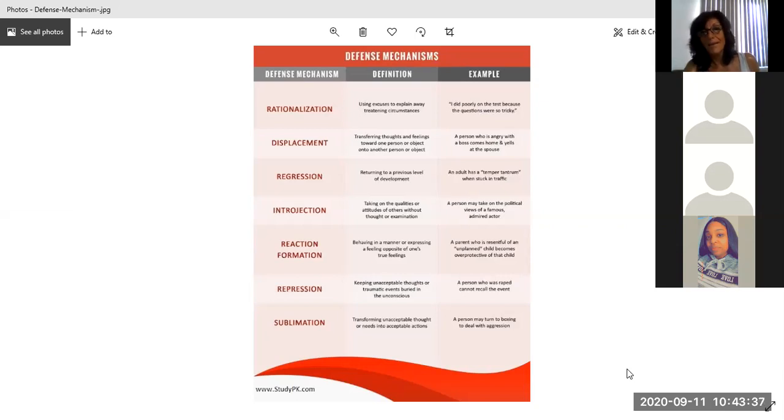I will put the defense mechanisms up on Teams for everybody. Does anybody have any questions about any of these defense mechanisms? Anything you want to share? Questions, comments, anything? Nope, crickets?